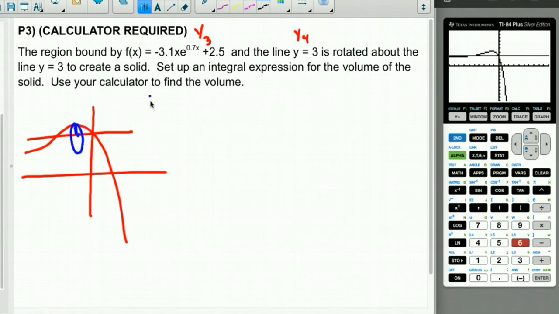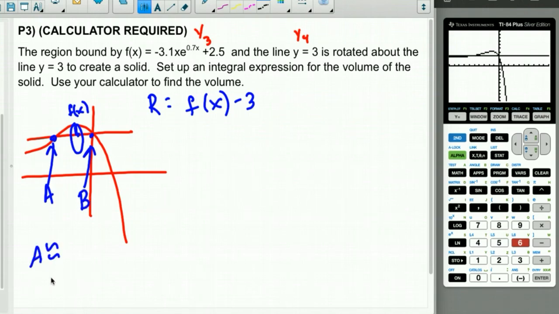So the radius is definitely going to be the top curve, which is f of x, minus the bottom, which is 3. So f of x minus 3 is my radius. I'm going to need to integrate from the thing I'm going to call A to the thing I'm going to call B, which I will have to find. So I'm going to find A, I'm going to find B, right? But it's worth noting that even if you haven't found A and B yet, you could set up the integrand. Like you can figure out what this is supposed to be. It's R whole quantity squared.